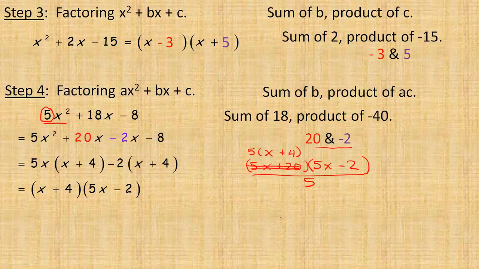So scratch this guy out because it's factored now. And so this 5 divides into this one. And so here's my x plus 4 factor. And here's my 5x minus 2 factor, which is exactly what we had over here.